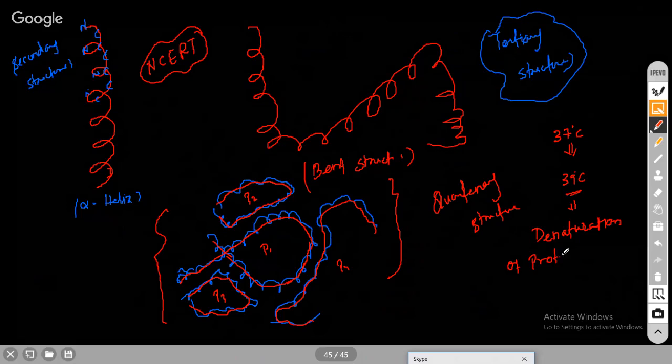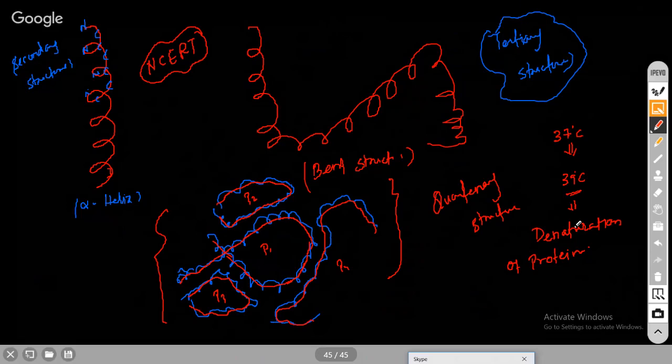So this term you must keep in mind: denaturation of protein, right? So this is it for this chapter. Lipids and all, that is not important. Don't need to study all those. Okay, so for today, you just go through at least the structure of proteins and the various amino acids given in NCERT. That is more than enough.